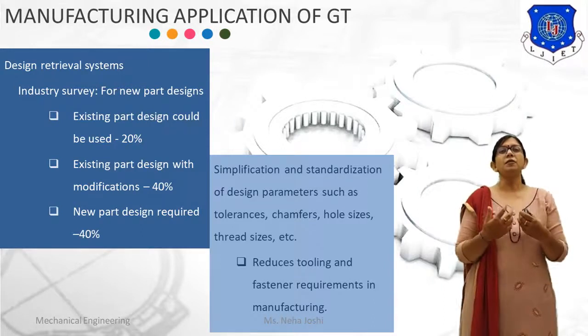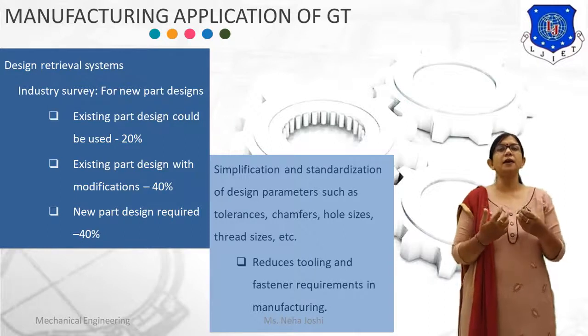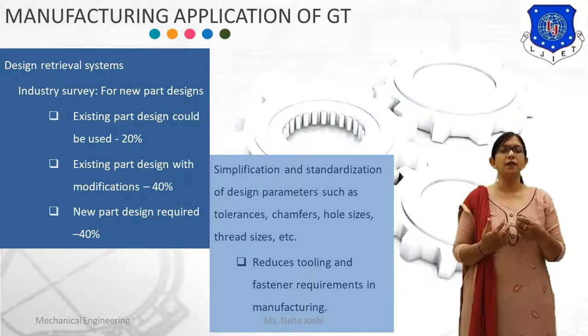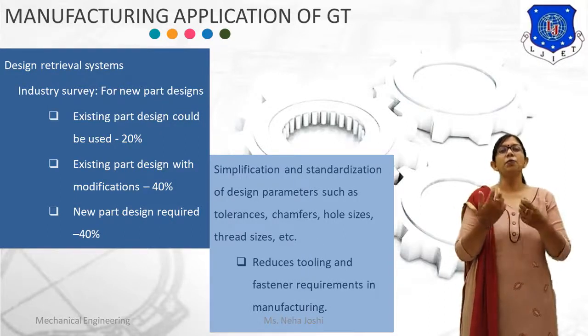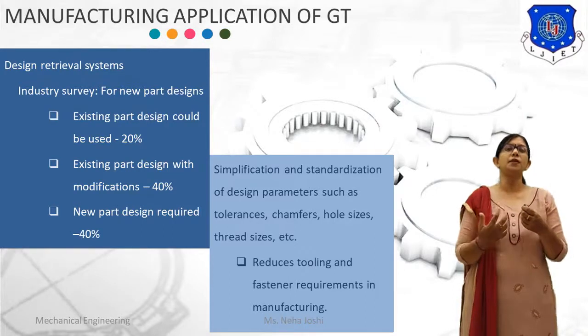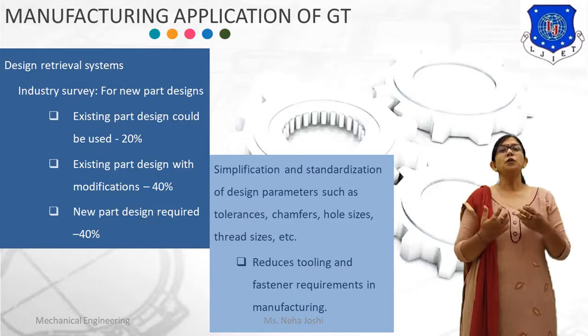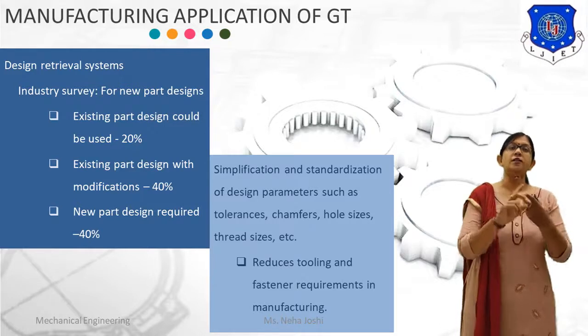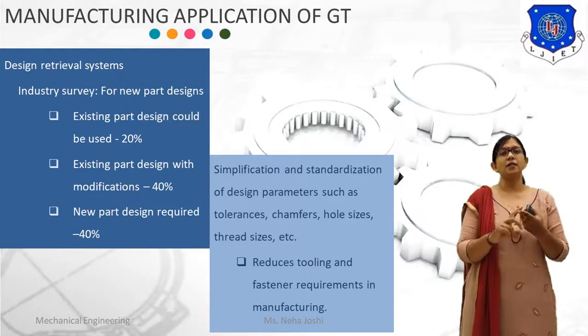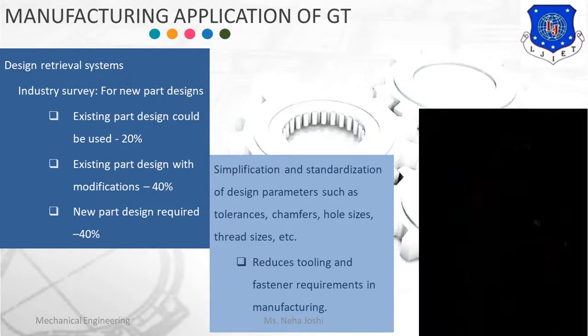From the survey of industry, we can see that the existing part design could be used 20%, existing part design with modification could be used 40%, and new part design is required 40%. By using group technology, simplification and standardization of design parameters such as tolerance, chamfers, hole size, and thread size will be possible, which reduces the tooling and fasteners requirement in manufacturing.